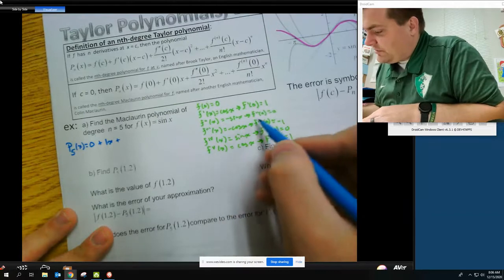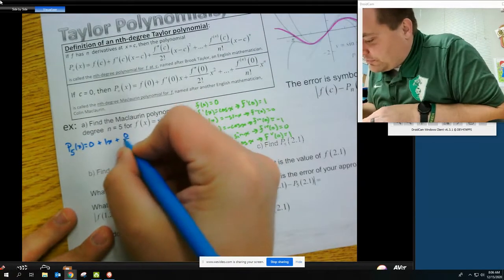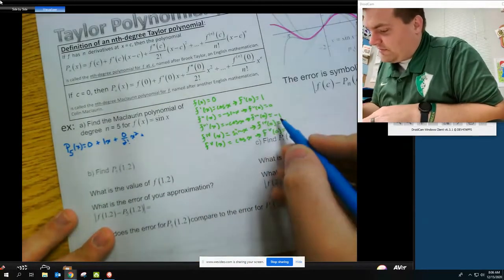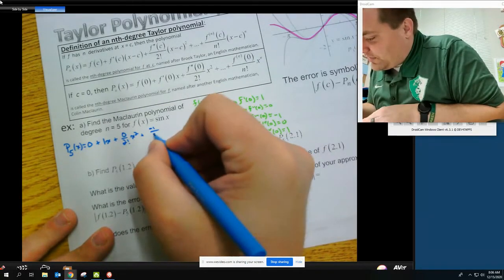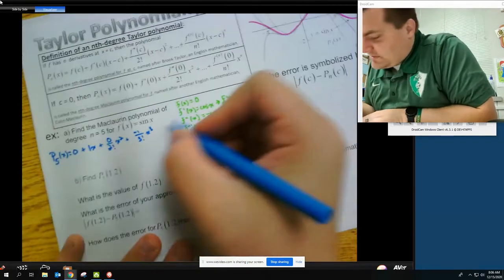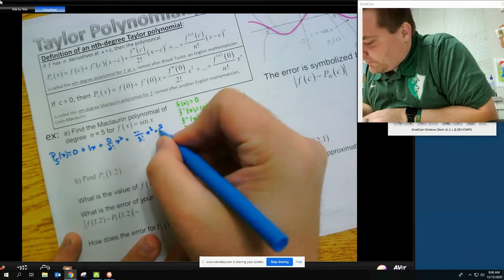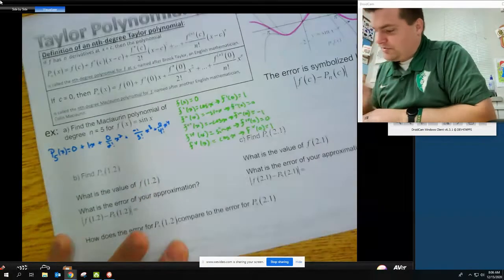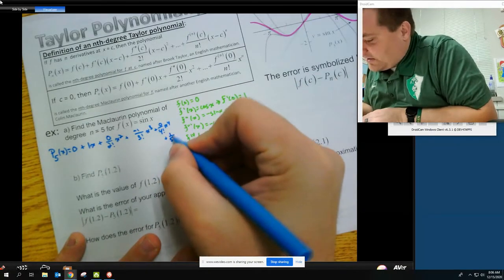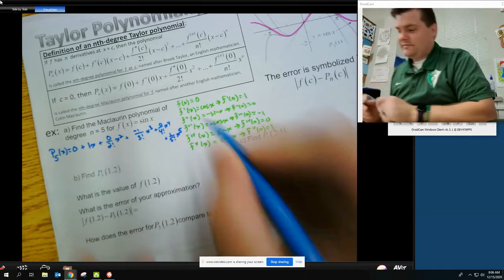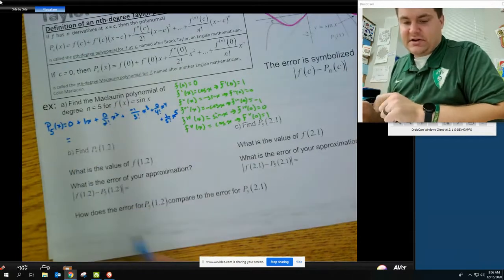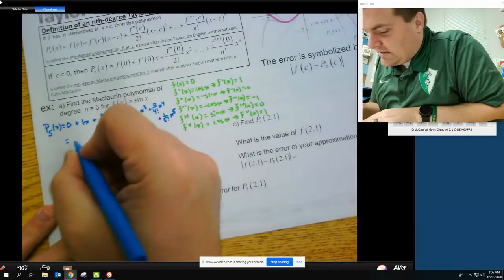Plus second derivative, which is 0 over 2 factorial times x squared, plus third derivative is going to be negative 1 over 3 factorial x to the third, plus 0 over 4 factorial times x to the fourth, I know I'm squeezing on here, plus 1 over 5 factorial x to the fifth. And there you go. That's a non-simplified version. Now, obviously, we can rewrite this, taking out all those zeros and simplifying some of the stuff.